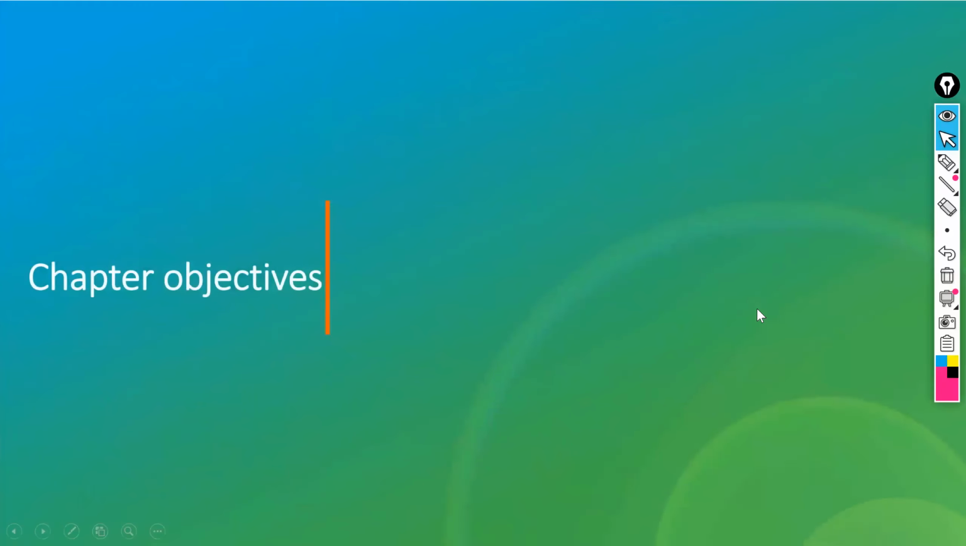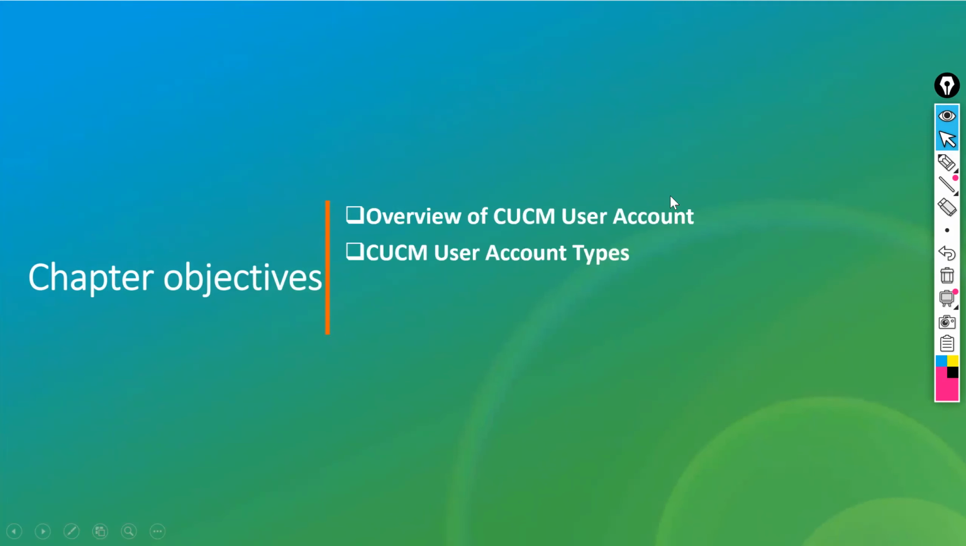Okay, let's see what chapter objectives we have. So first, the overview of the CUCM user account, CUCM user account types, user privileges, and user management.